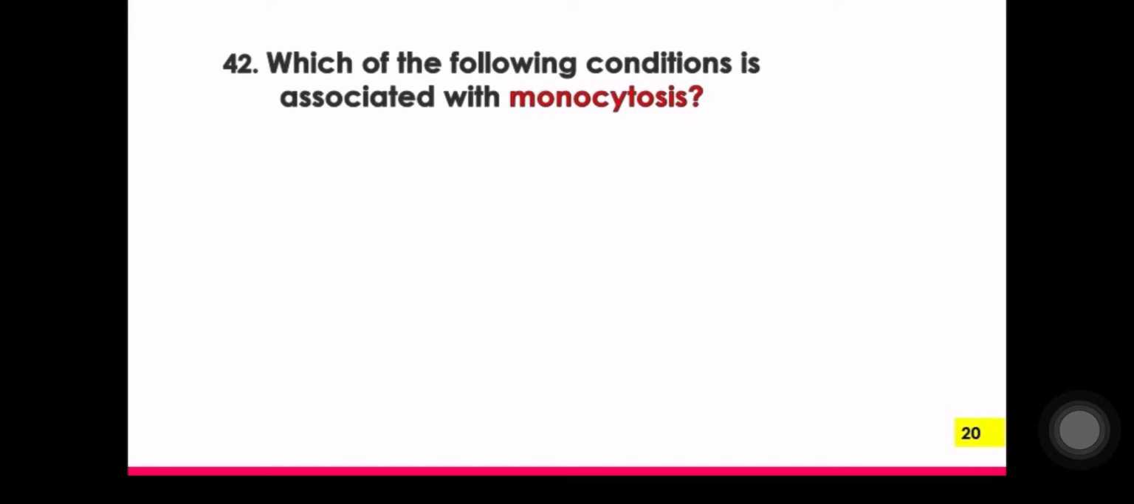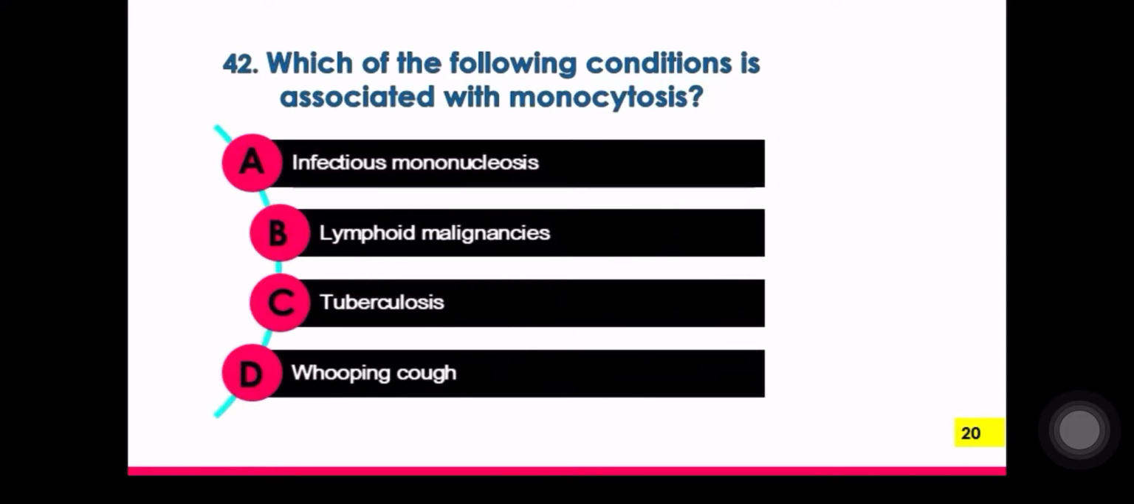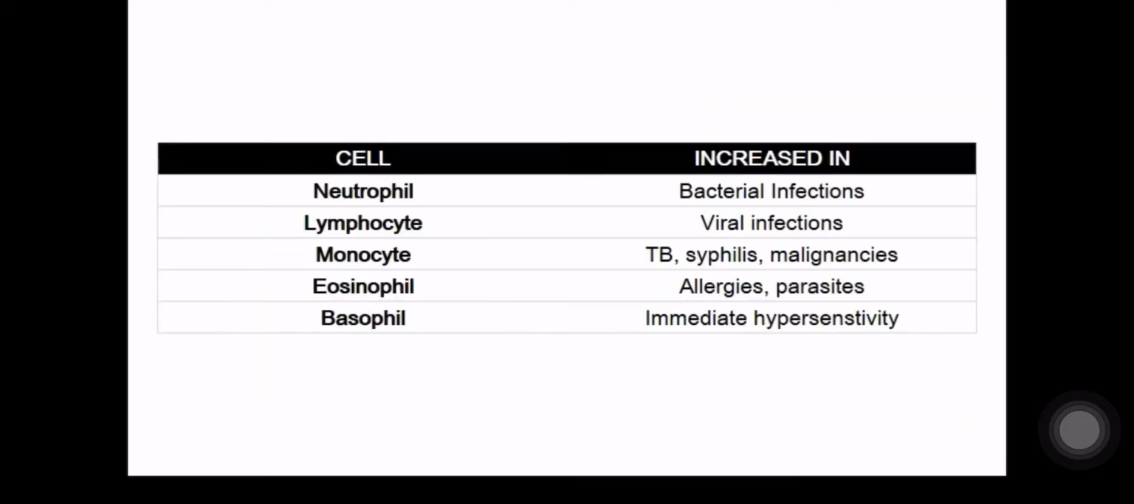Next, for number 42, which of the following conditions is associated with monocytosis? Is it letter A, infectious mononucleosis, B, lymphoid malignancies, C, tuberculosis, or D, whooping cough? Highlight monocytosis. The correct answer is letter C, tuberculosis. Monocytosis is seen during certain bacterial infections, especially in TB, subacute bacterial endocarditis, syphilis, and even brucella.